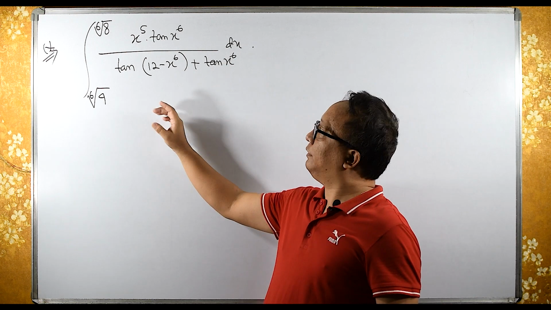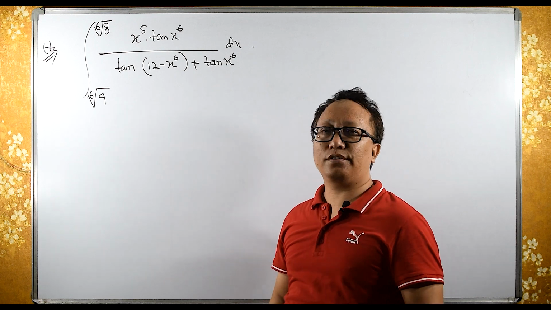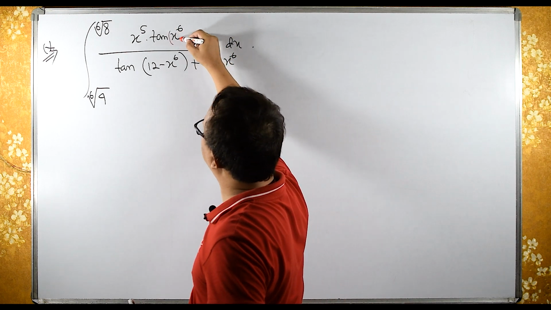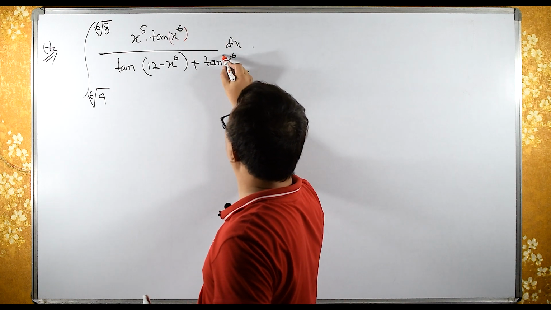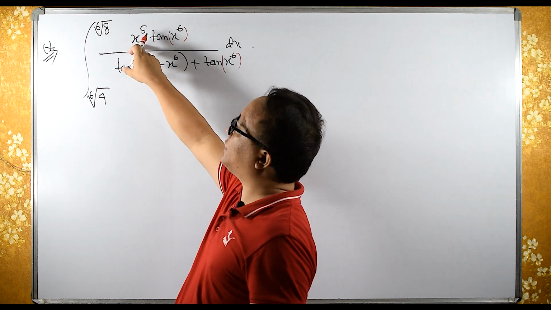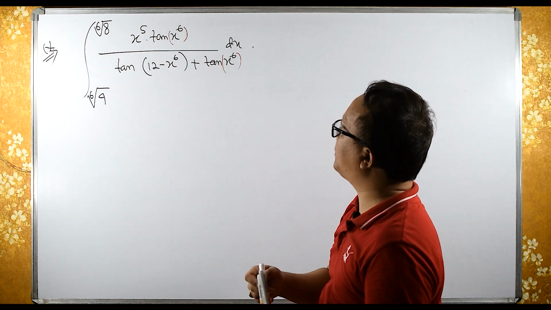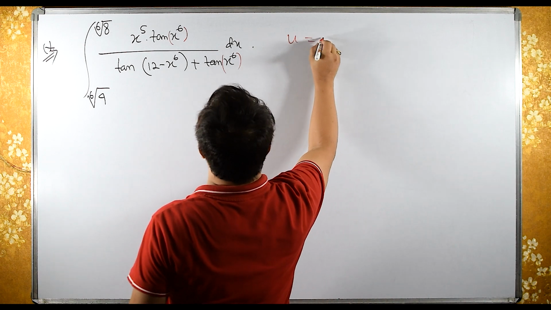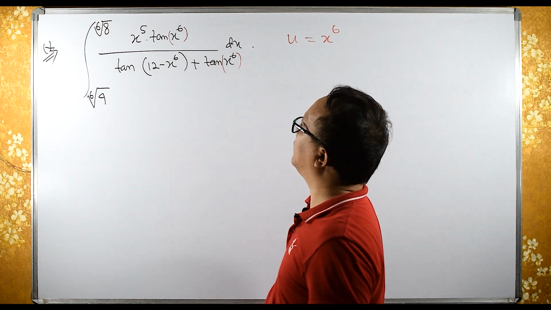Look at this integral. Now this integral looks somehow scary. We have tan of x raised to 6 over here, and then we have x raised to 5 over here. Now if I substitute, let's see, if I substitute u equals x raised to 6, then let's see what comes.